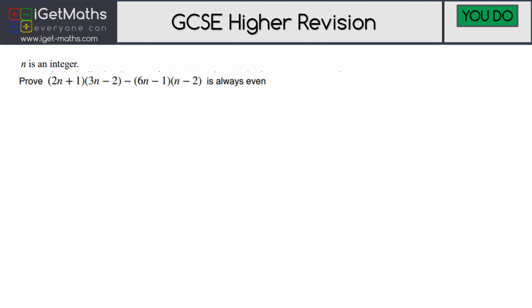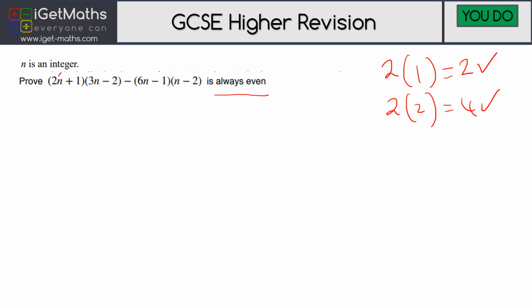Okay, so n is an integer. Prove (2n plus 1)(3n minus 2) minus (6n minus 1)(n minus 2) is always even. So what we're going to try to do is factorize out a 2 or an even number, because for example, if I had 2 and in the bracket I had a number such as 1, 2 times 1 gives you 2, and that will leave you with an even number. Or, for example, if I had 2 and times it with any number such as a 2, 2 times 2 gives you 4, and that is an even number as well.